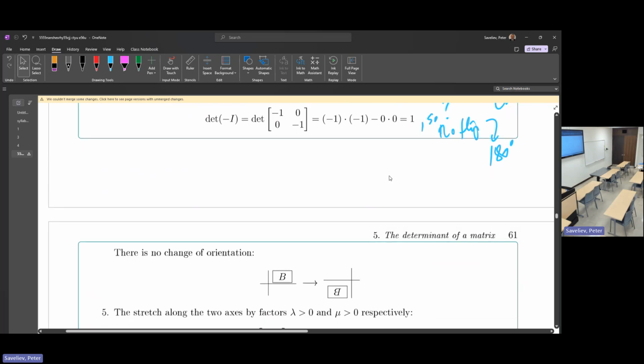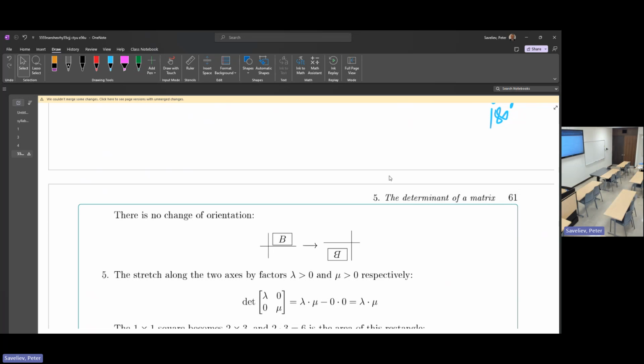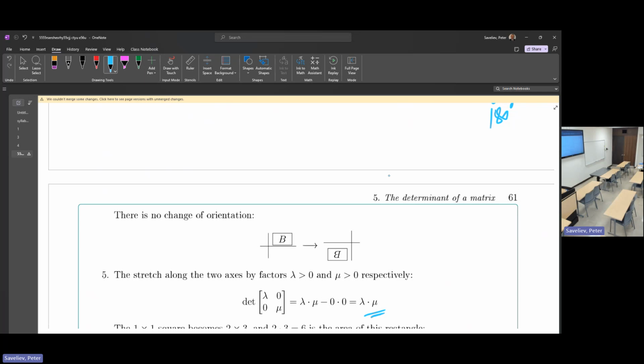Okay, so next, this is lambda and mu. I put them on the diagonal, and the other two entries are zeros. We know what that means. It means there are two stretches: horizontal by lambda, and vertical by mu. And the answer is that the determinant is lambda times mu. So what's the meaning of lambda times mu?